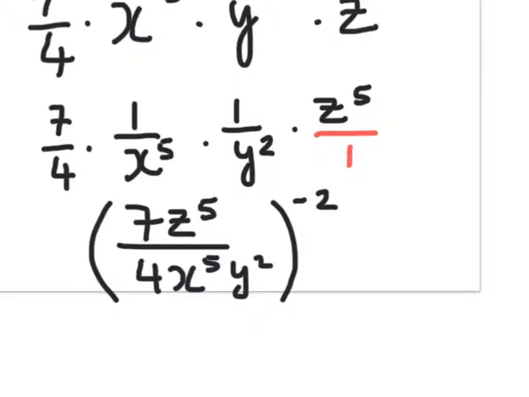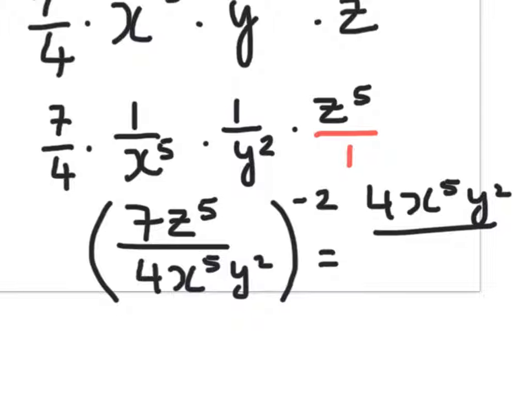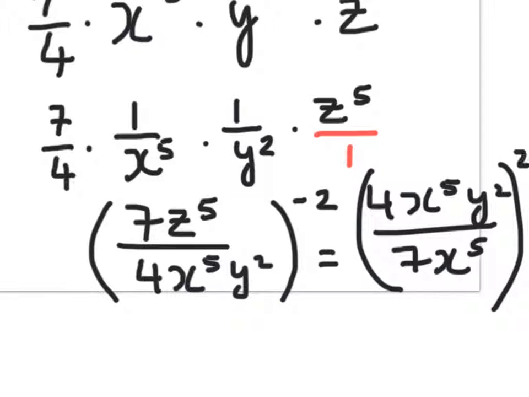So how are we going to work with that? So what we're going to get, we're going to flip that upside down to get rid of the minus. So we're going to have 4x to the 5 y squared all over 7z to the 5. And this is all to the power of 2.